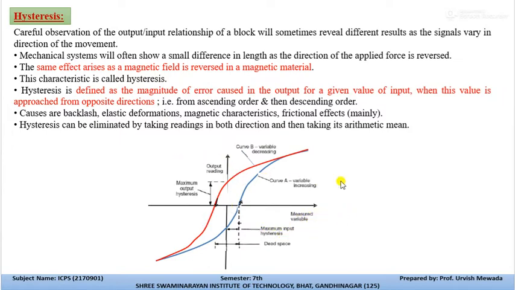Hysteresis is also defined as the magnitude of error caused in the output for a given value of input when this value is approached from the opposite direction. So that is called the hysteresis of the response of the instrument. And hysteresis can be eliminated by taking readings in both directions, and then taking the arithmetical mean. Meaning we can take more than one reading, and then take the arithmetical average of those readings. This is how we can minimize the hysteresis error of the instrument.